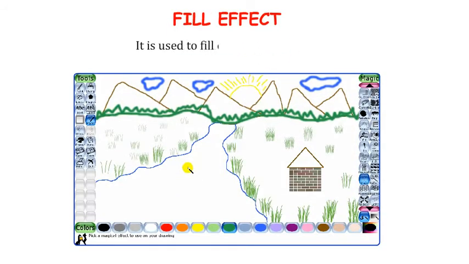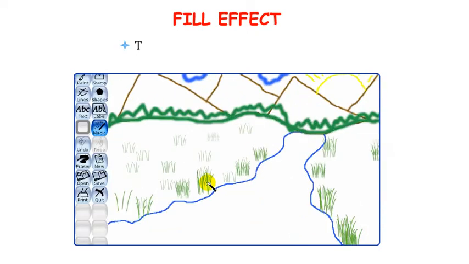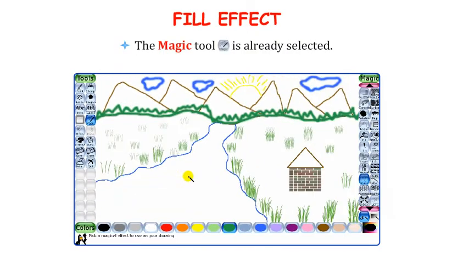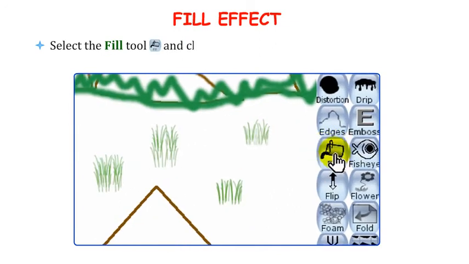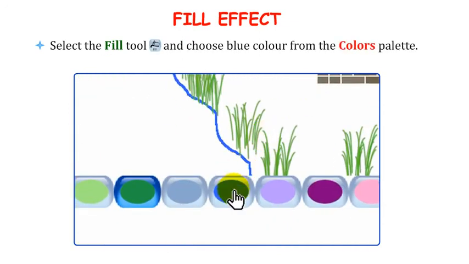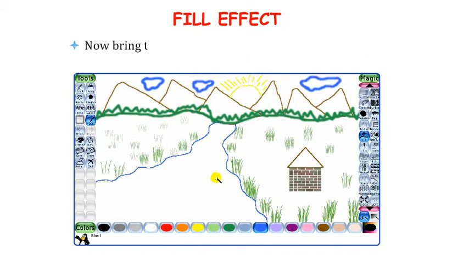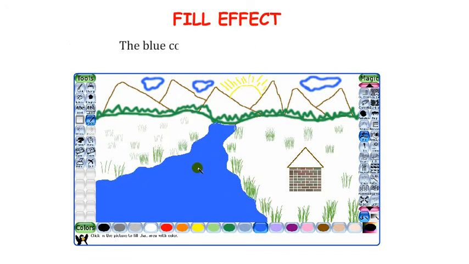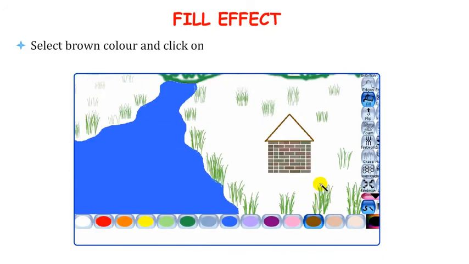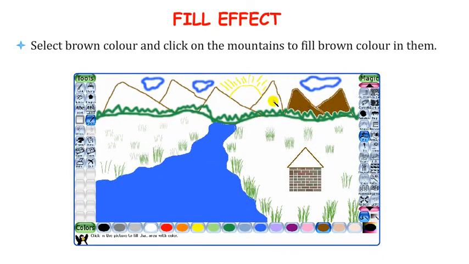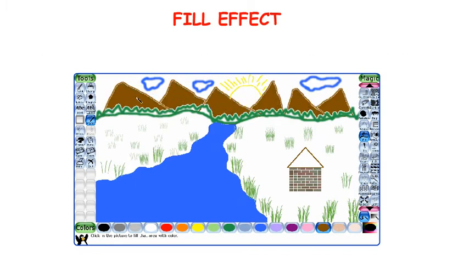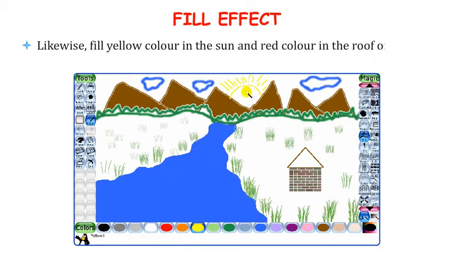Fill effect. It is used to fill color in an object. The magic tool is already selected. Select Fill tool and choose blue color from the colors palette. Now bring the magic wand over the river and click on it. The blue color will be filled in the river. Select brown color and click on the mountains to fill brown color in them. Likewise, fill yellow color in the sun and red color in the roof of the hut.